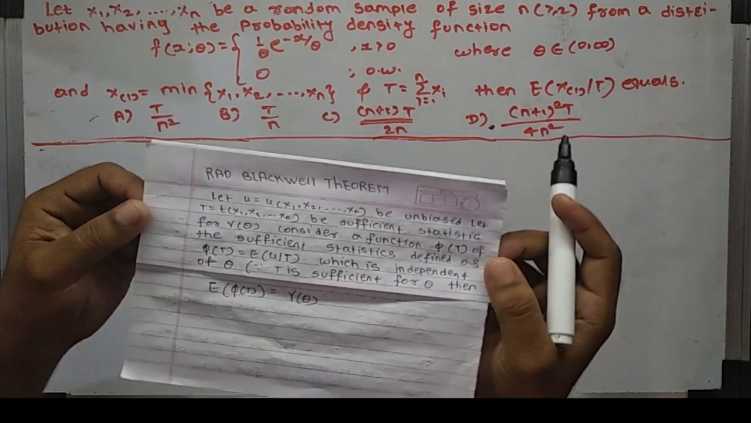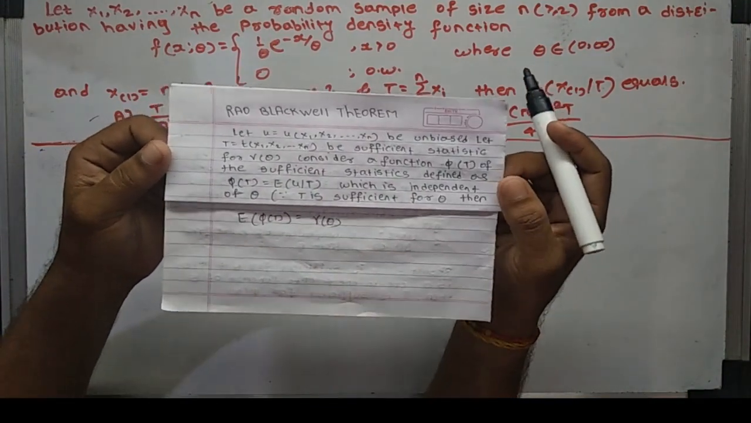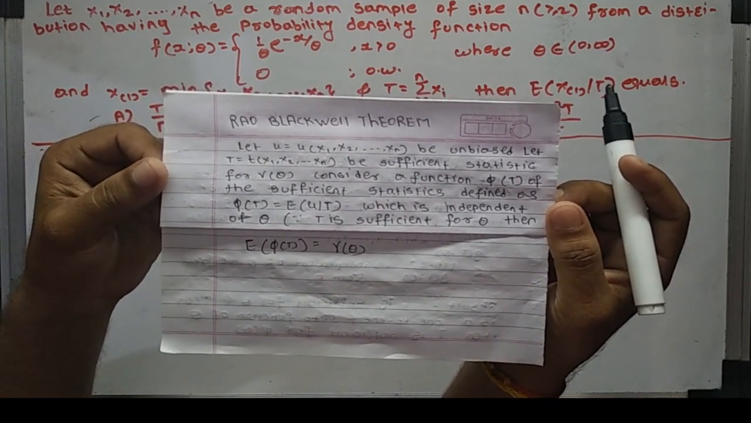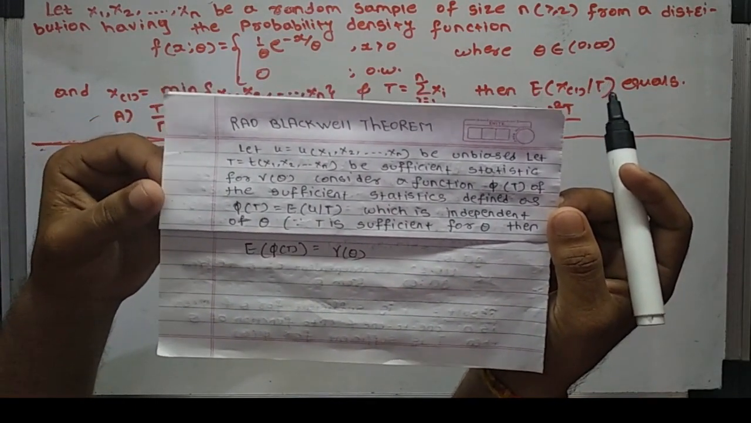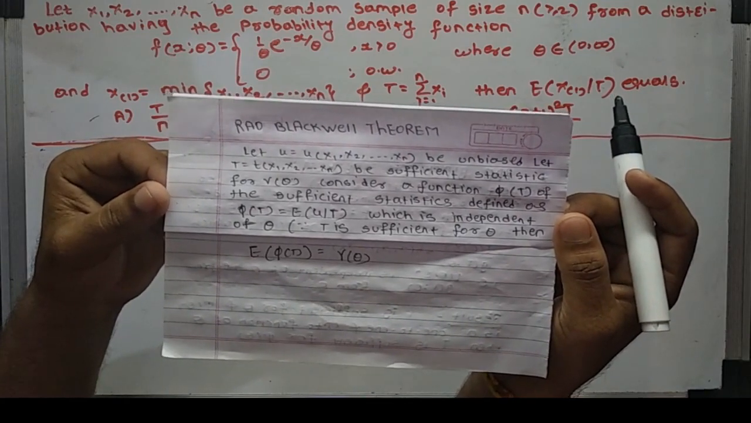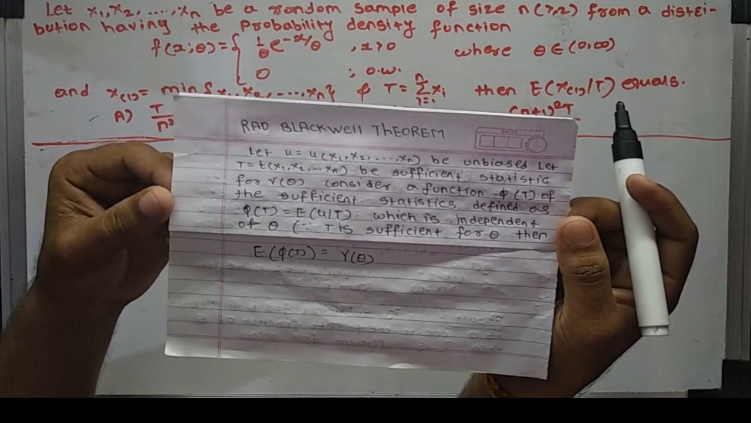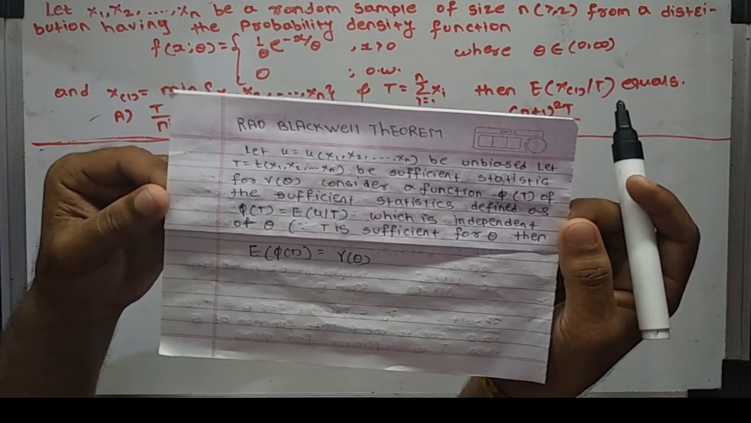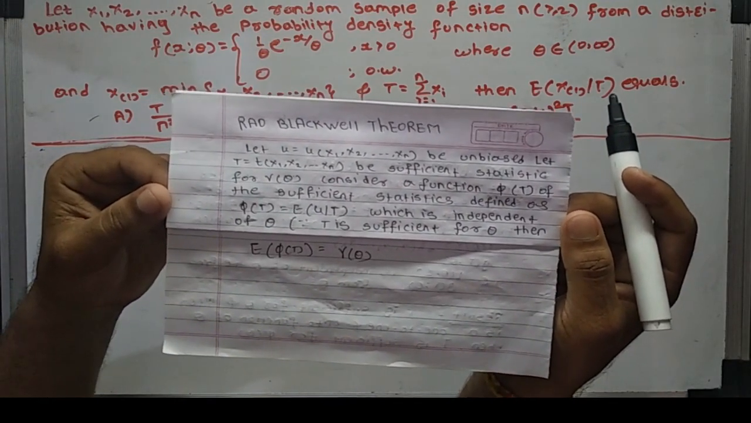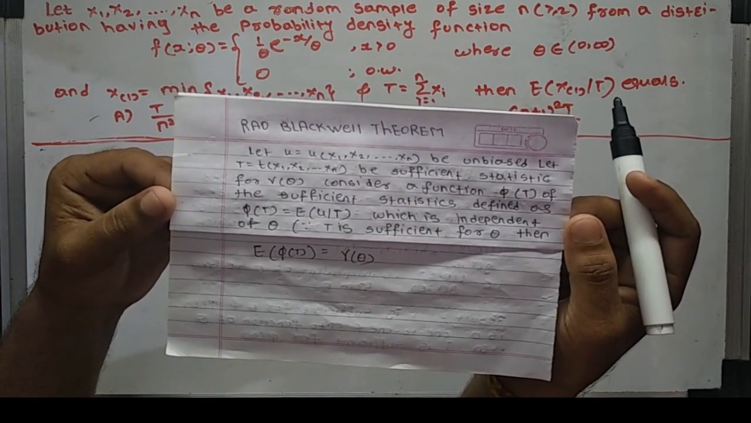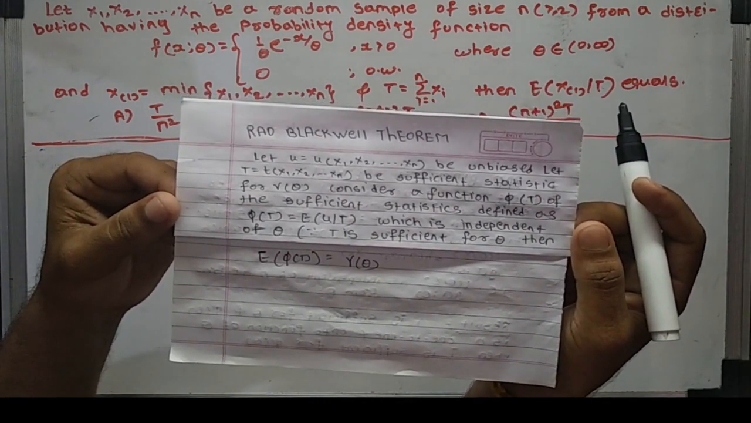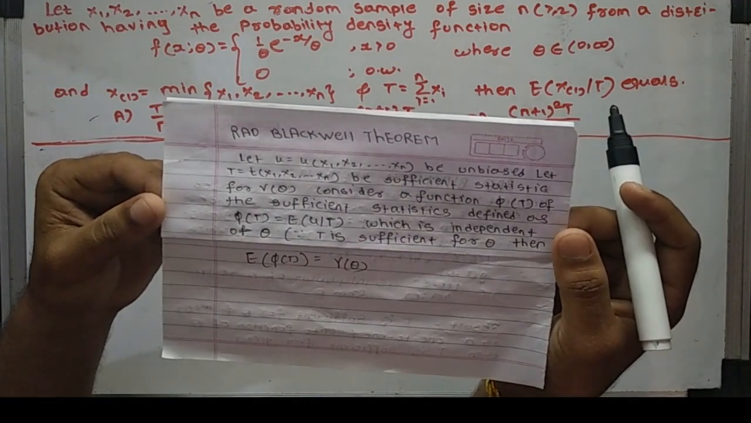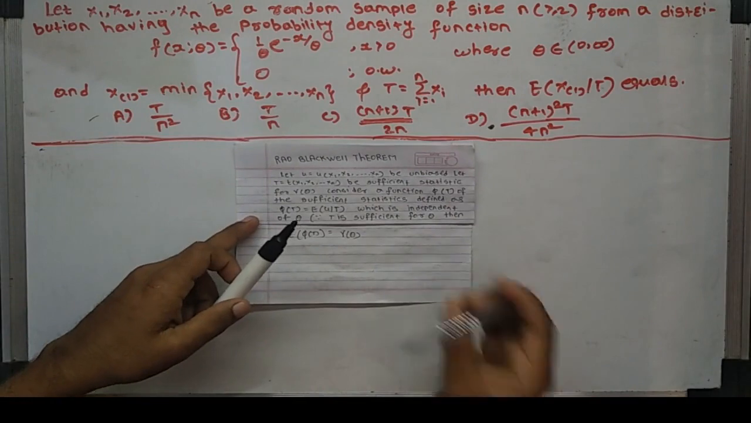This problem is an application of the Rao-Blackwell theorem. The statement of the Rao-Blackwell theorem is: let U = U(x1, x2, ..., xn) be unbiased for gamma of theta, and let T = T(x1, x2, ..., xn) be a sufficient statistic for theta. Consider a function phi of T defined as phi(T) equal to the expectation of U given T, which is independent of theta because T is sufficient for theta. Then the expectation of phi(T) equals gamma of theta.